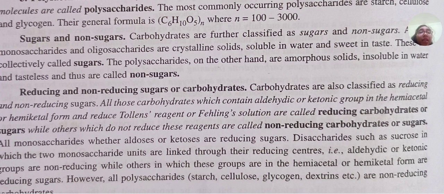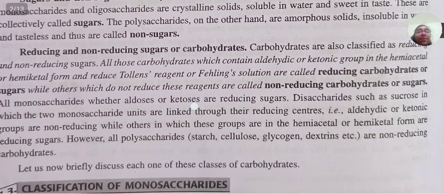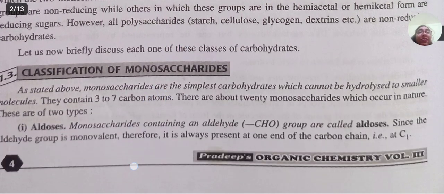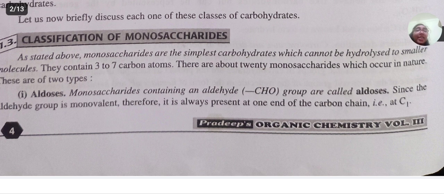However, all polysaccharides, starch, cellulose, glycogen, dextrin, etc. are non-reducing carbohydrates. Classification of monosaccharides. As stated above, monosaccharides are the simplest carbohydrates, which cannot be hydrolyzed to smaller molecules. They contain 3 to 7 carbon atoms. There are about 20 monosaccharides which occur in nature.